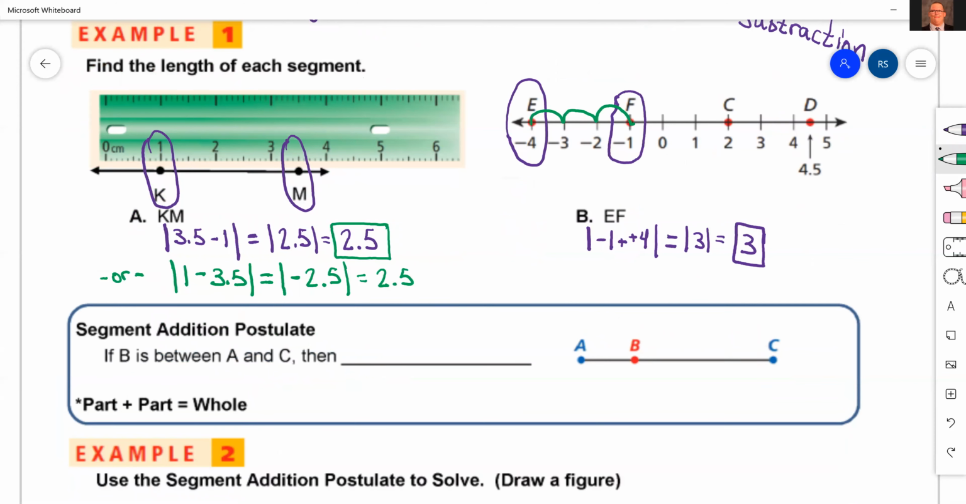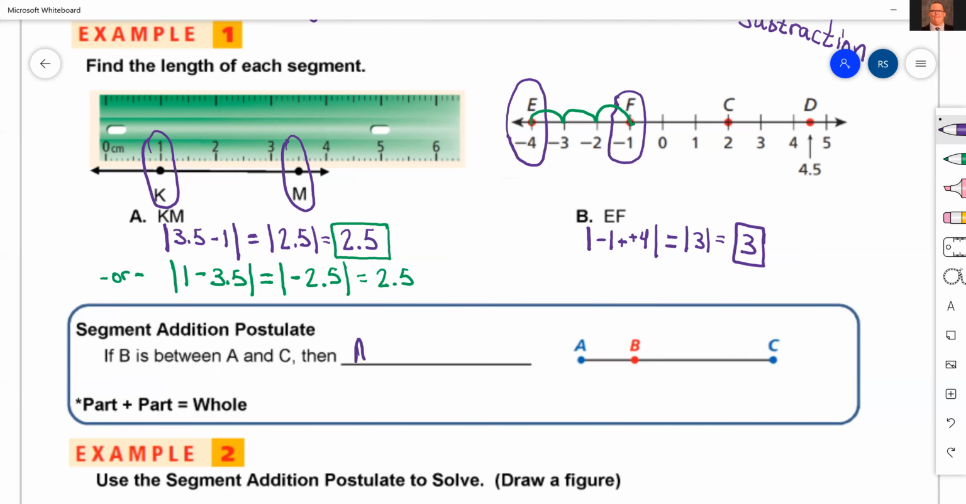Okay, so now if you remember back to day 2, when we did proofs, we had something called the segment addition postulate. And we talked a little bit about it, but not much. Now we're going to talk a lot about it. So if B is between A and C, it doesn't have to be exactly in the middle. It just has to be between them somewhere.